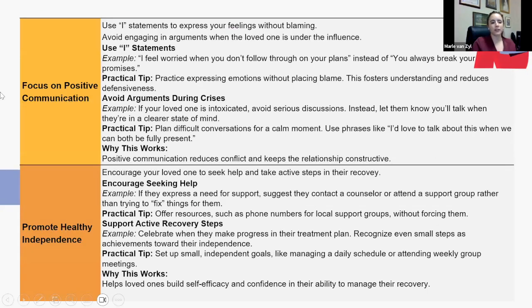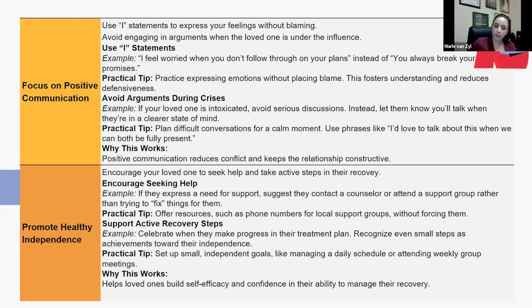Okay, another tip would be to focus on positive communication. So use I statements to express your feelings without blaming. Avoid engaging in arguments when the loved one is under the influence. So the use of I statements, for example, is I feel worried when you don't follow through on your plans, instead of you always break your promises. A practical tip would be to practice expressing emotions without placing blame. This fosters understanding and reduces defensiveness.